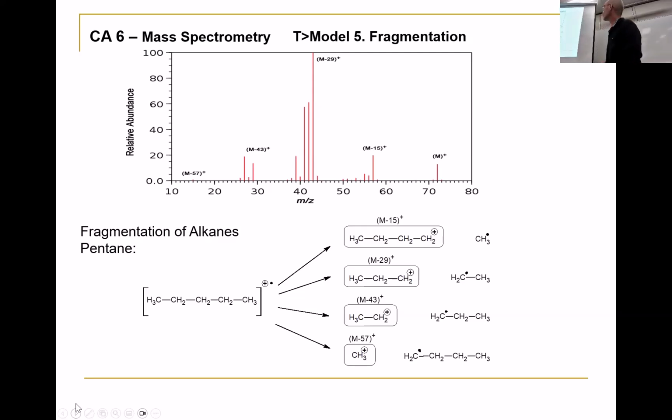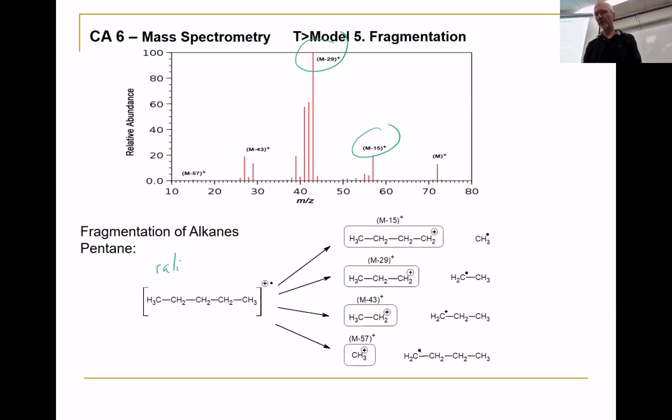And often, instead of labeling the actual mass that the fragment has, we label them in terms of what got lost, because that's more interesting. That M minus 15 means a CH3 got lost. M minus 29 means a CH3CH2 got lost, and I illustrate each of these. The other thing is, note that we start from the radical cation.